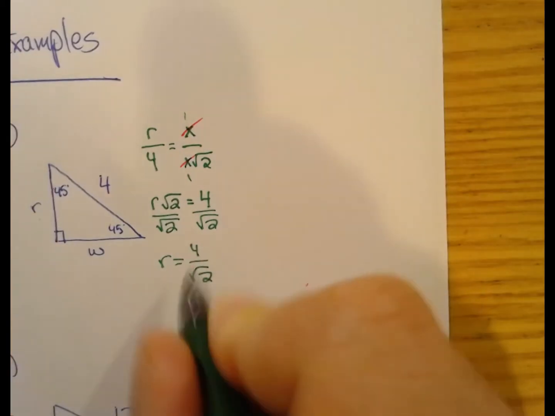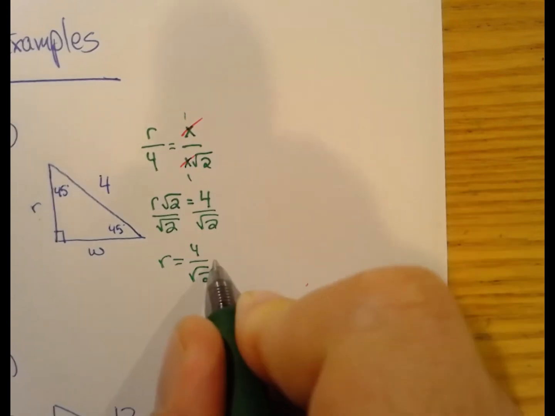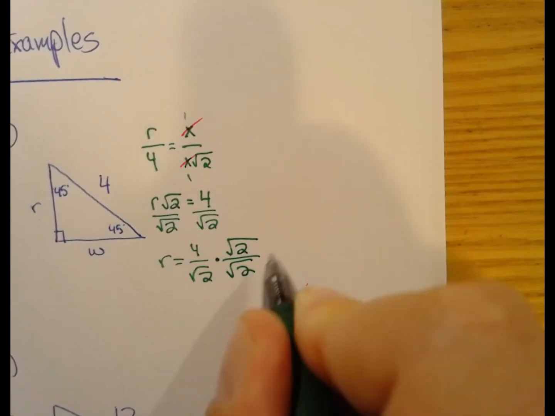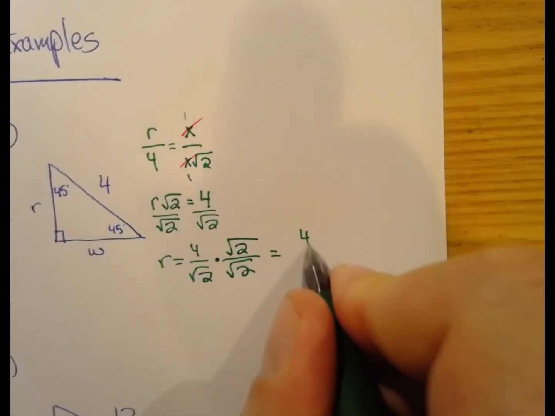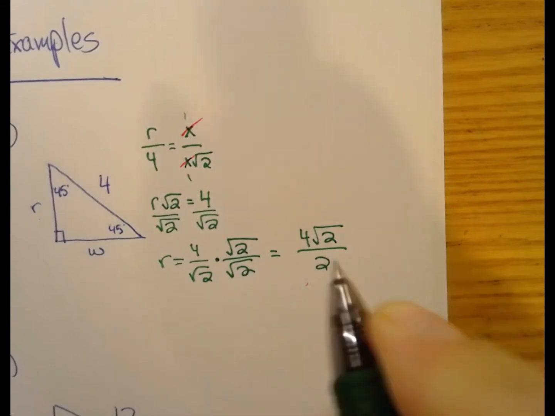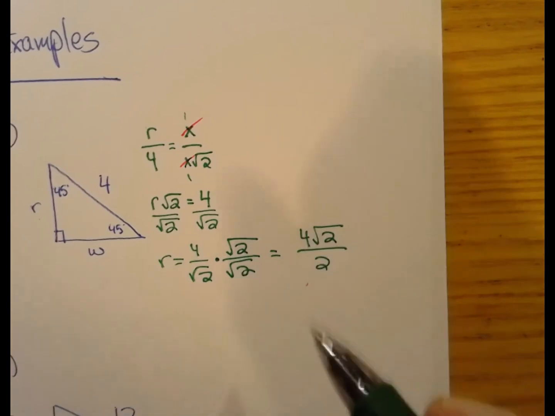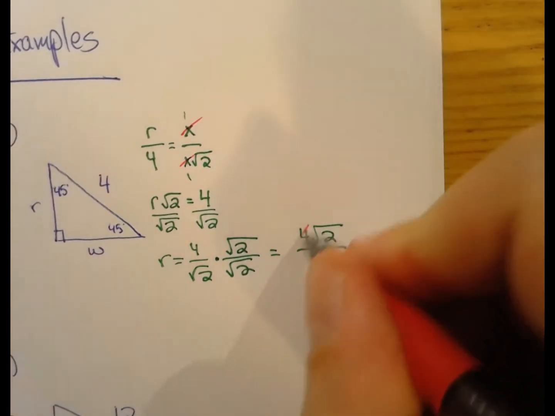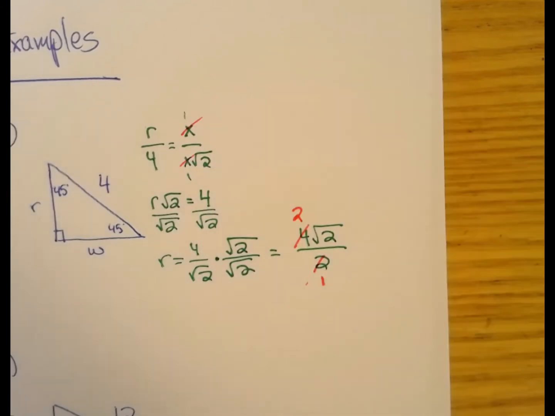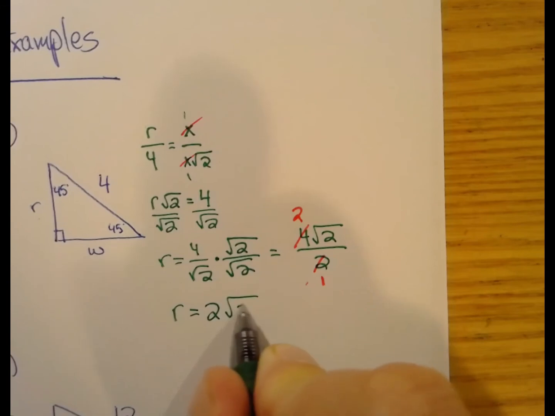So I can't divide a 2 out here because it's the whole number 4 and the radical number 2. So I'm going to multiply by root 2 over root 2, and that gives me 4 root 2, and root 2 times root 2 is 2. But now I can factor the whole number 2 out of that 4 and the 2. So r equals 2 root 2.